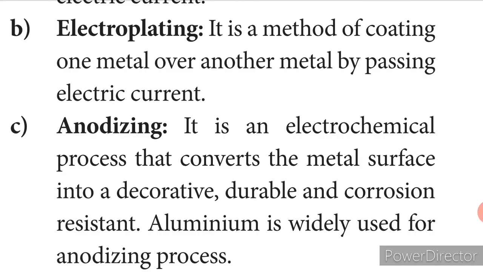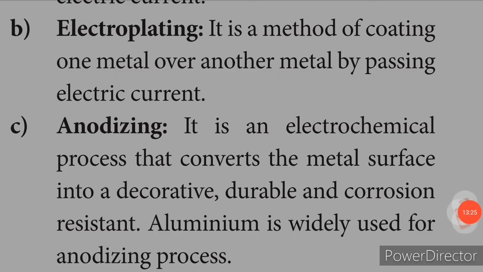Next we are going to see electroplating, in the sense of coating one metal over the other, so that the metal which is present on the top prevents the inner metal from corrosion. It is also done by passing electricity, so it is called electroplating. Next is called anodizing. Anodizing is nothing but an electrochemical process. Aluminiums are widely used for anodizing. So the upper coating will have lustrous property, and it will be used for decorative purposes.